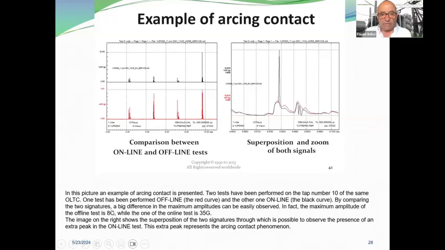By comparing the two signatures, a big difference in the maximum amplitude can be easily observed. In fact, the maximum amplitude of the offline test is 8G, while the one of the online test is 35G. And the image on the right shows the superposition of the two signatures, through which it is possible to observe the presence of an extra peak in the online test. And this extra peak represents the arcing contact phenomenon.